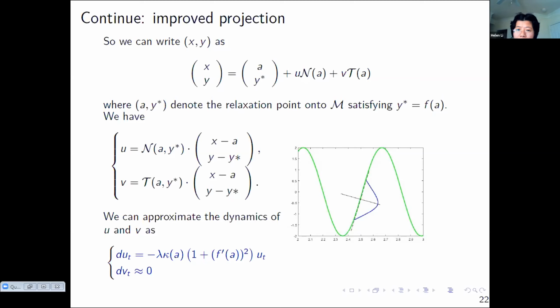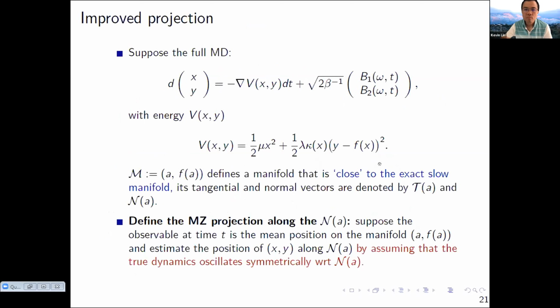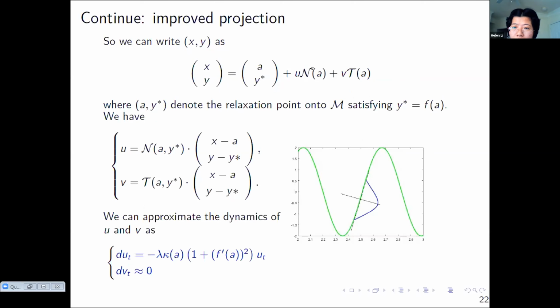And how about the NA and TA? So for NA and TA, we have a formula because we know the expression of fx. So we have the analytical formula for NA and TA. When we don't know the expression of the slow manifold, we probably need some sampling scheme to sample the normal and the tangential direction.